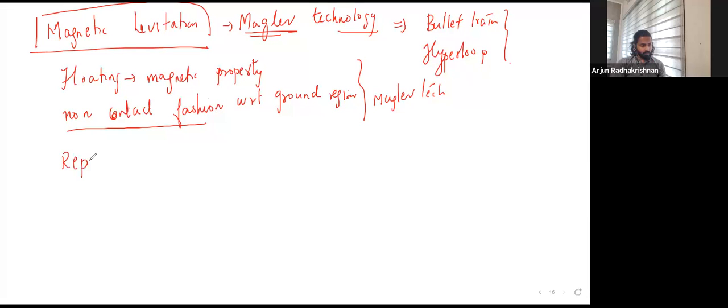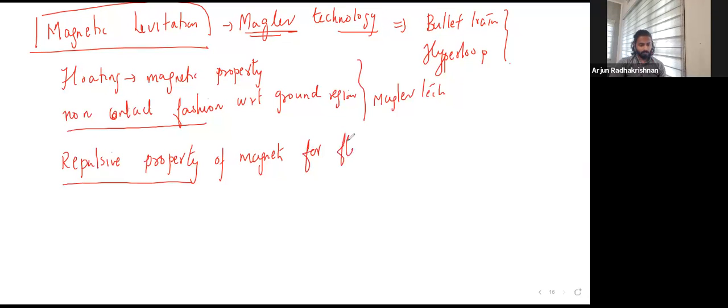It uses the repulsive property of magnets for floating a material. So what is being done? See, if we keep like poles together, north and north, there will be repulsion.